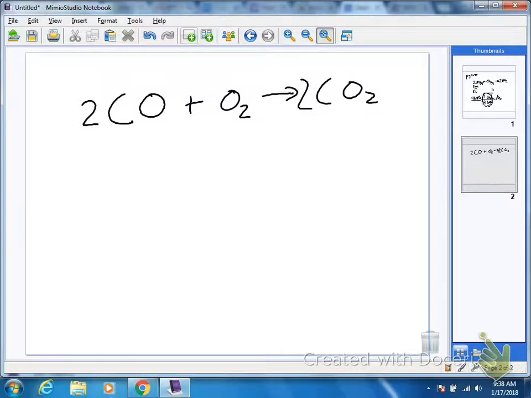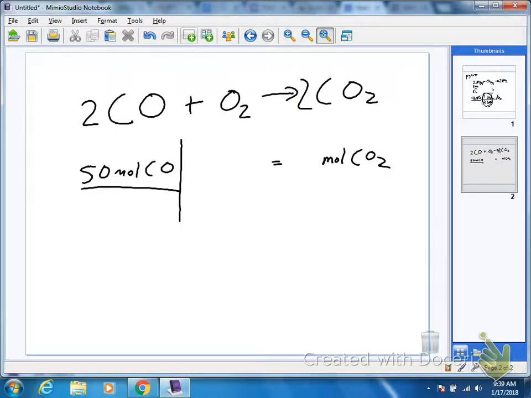Question B asks us to convert 50 moles of carbon monoxide. So I have 50 moles of CO, and it wants it converted to carbon dioxide. So my answer needs to be moles of CO2. So we're going to set it up. You guys set it up and see what you get, based upon the last example we went through. Go ahead, set that one up, and see what you get.